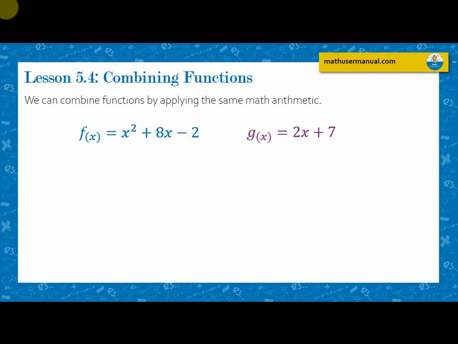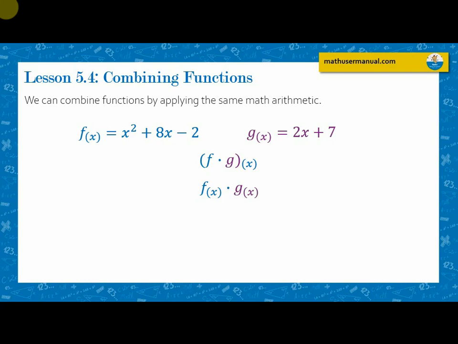In the previous part of this lesson, we learned how to do additions and subtractions with functions, but we still have a couple more operations, multiplications and divisions. So we still have the same functions we did on the previous part. f of x is x squared plus 8x minus 2, and g of x is 2x plus 7. But we're now going to do f times g of x, which, one more time, is the same as f of x times g of x.